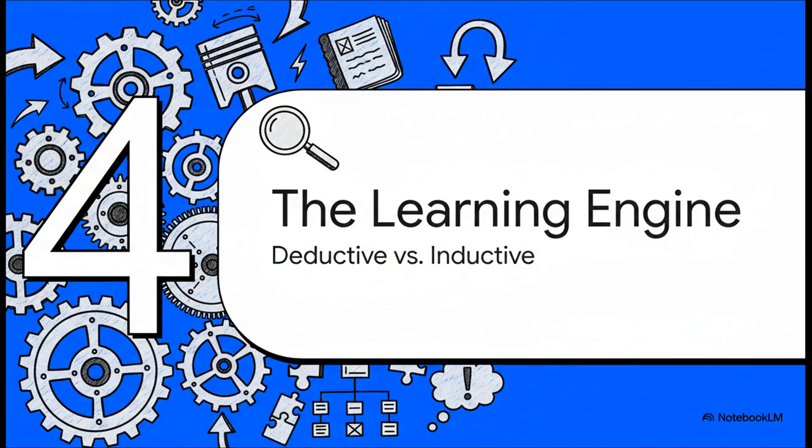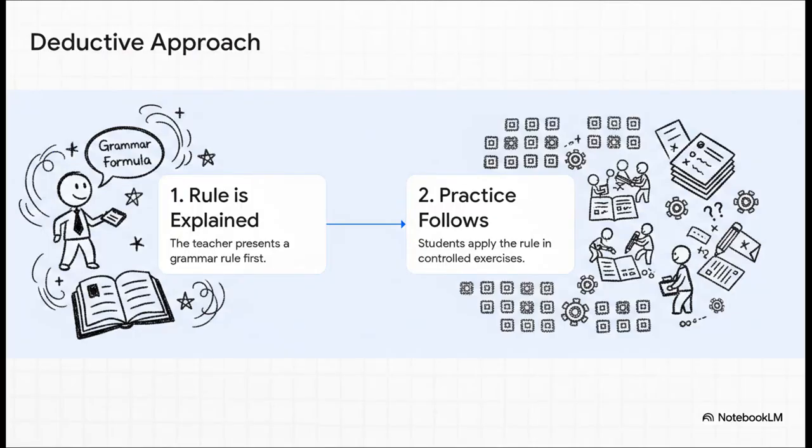Okay, so to really get what's going on here, we have to kind of pop the hood and look at the learning theories that were powering these methods. And this brings us to a really crucial distinction, deductive versus inductive teaching. The traditional methods we've been talking about? They almost all use the deductive approach. The process is always rule first. The teacher gives you the formula, right? Like, okay, here's how you form the past tense. And then the students just practice applying that exact formula in exercises.